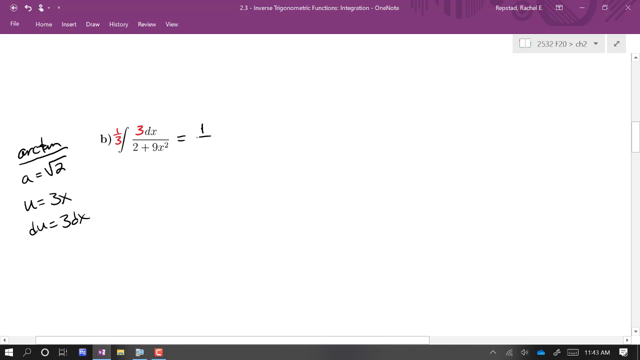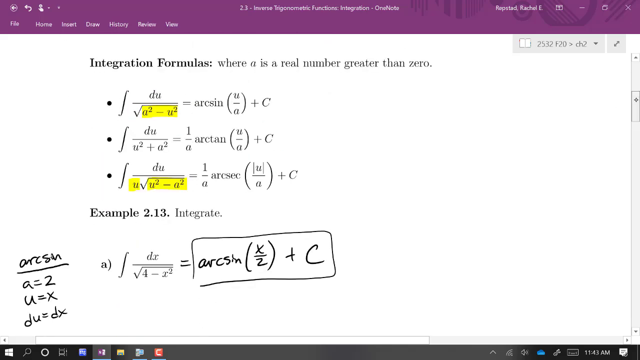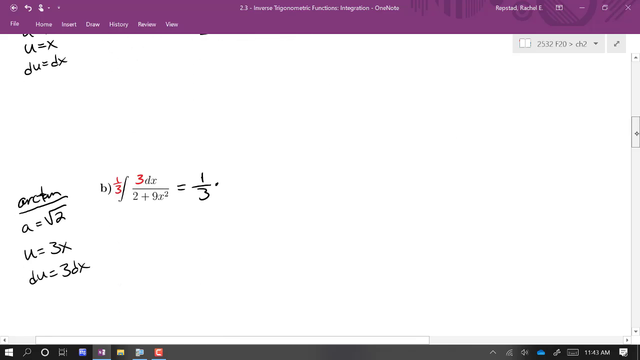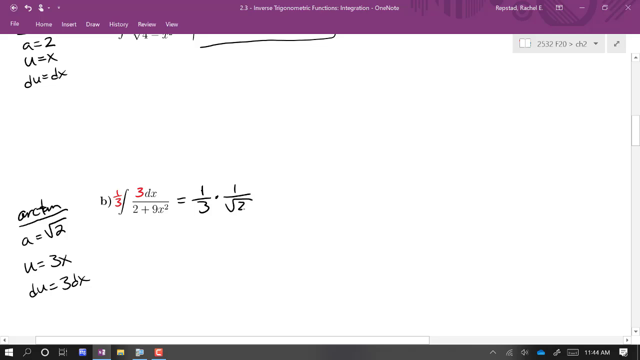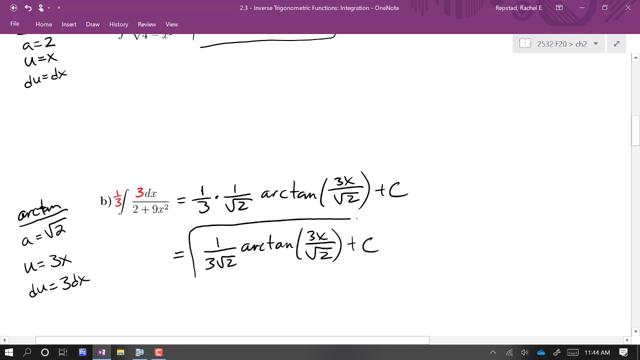So now I think we're ready. This is 1/3 times, and then the formula says 1 over a arctan of u over a. So that will be 1 over root 2 arctan 3x over root 2 plus a constant. I'll clean this up a little bit. So we have 1 over 3 root 2 arctan of 3x over root 2. You could leave it like this.